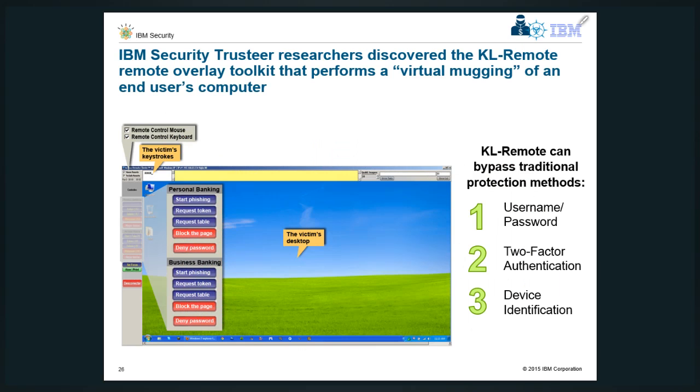There's another piece of malware which is also kind of interesting in the way it deals with things, which we call Kale Remote. We call it a piece of malware that does virtual mugging. What that means is we know that there are some pretty effective countermeasures for some of this malware already.